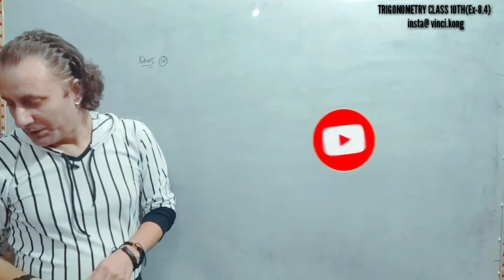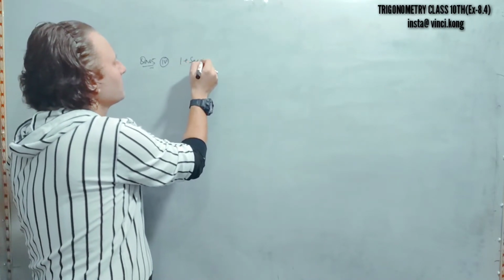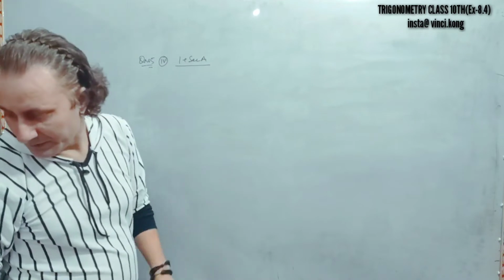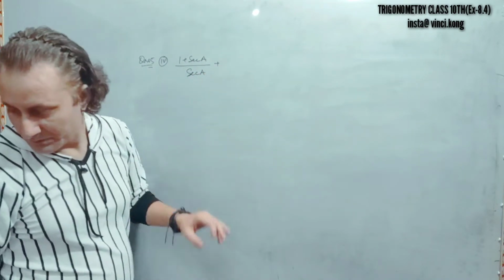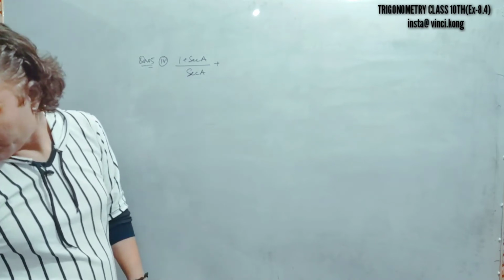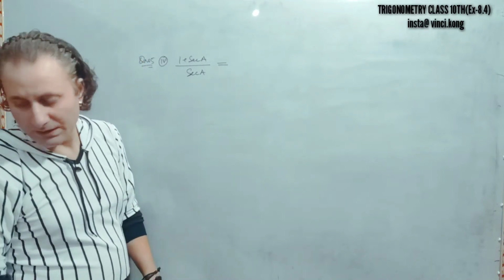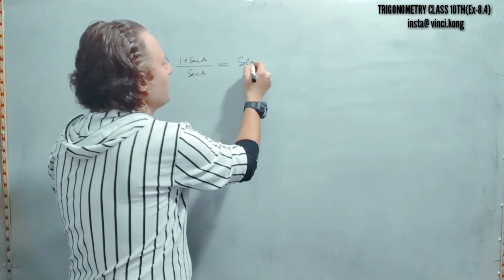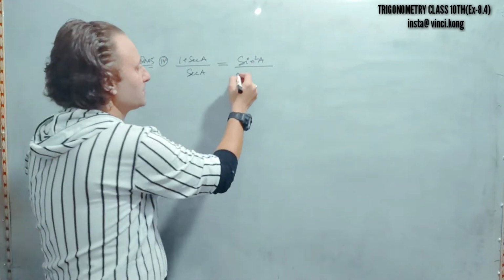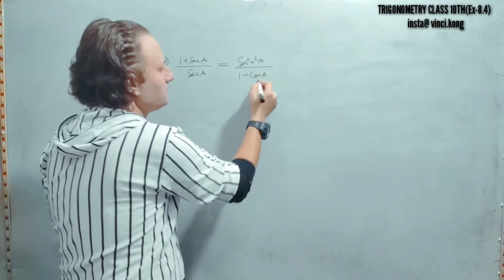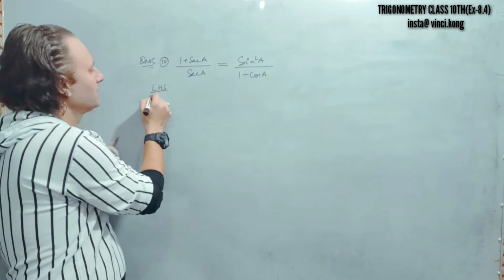So part 4, it says 1 plus sec A divided by sec A is equal to sine square A divided by 1 minus cos A. Alright, guys, so let's take the LHS here as well.